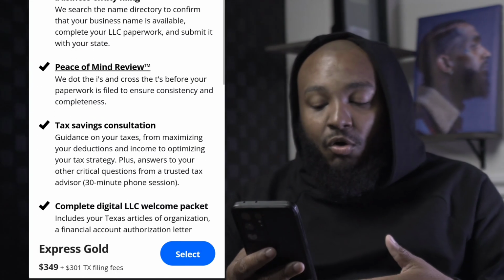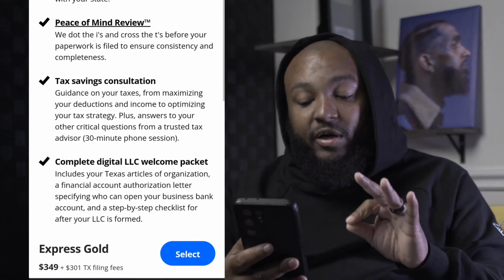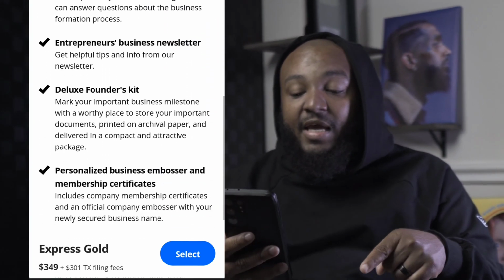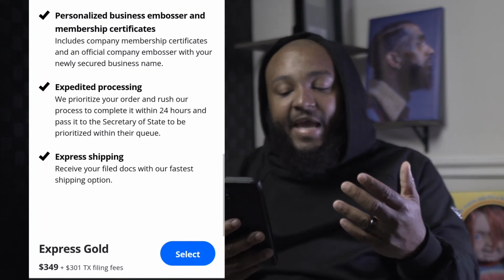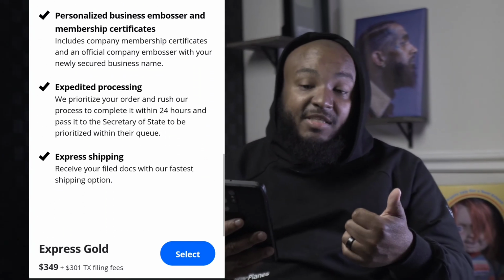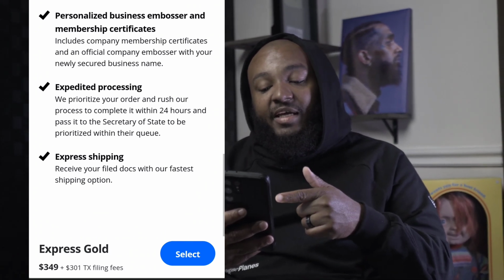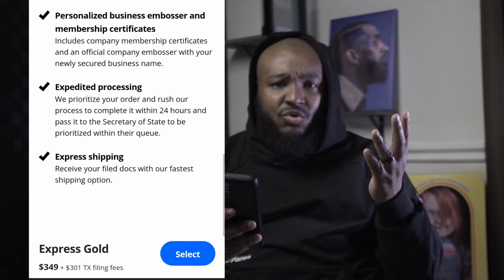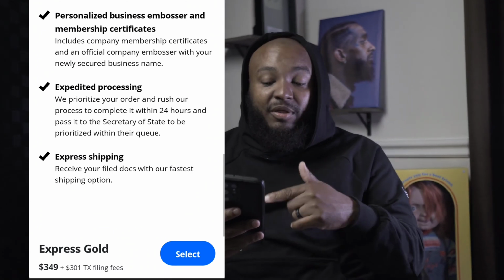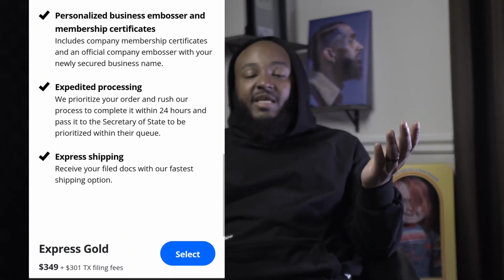All right. Let's go to the next package, which is the Express Gold, and it starts at $349 plus state filing fees. The only thing that they added on here is the expedited processing, which is now 24 hours instead of, I think it was like 20 days. Now this one is 1 day plus the express shipping. So instead of them taking weeks to get back with you, they'll actually have your package back in under a week. All right. So let's go ahead and select the middle package.